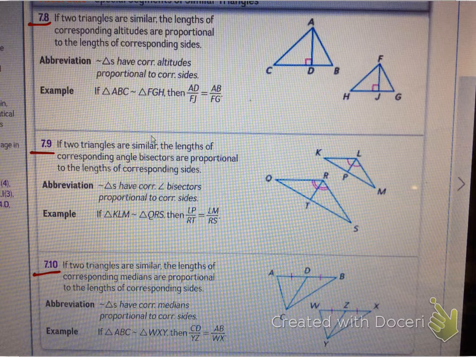It means basically we've got things called altitudes, medians, and angle bisectors. These are just lines that kind of cut through a triangle. If we know the triangles are similar and we know the sides are proportional, then those lines, whether it be an altitude, a median, or an angle bisector, are also going to be proportional. So let's look at an example, shall we?